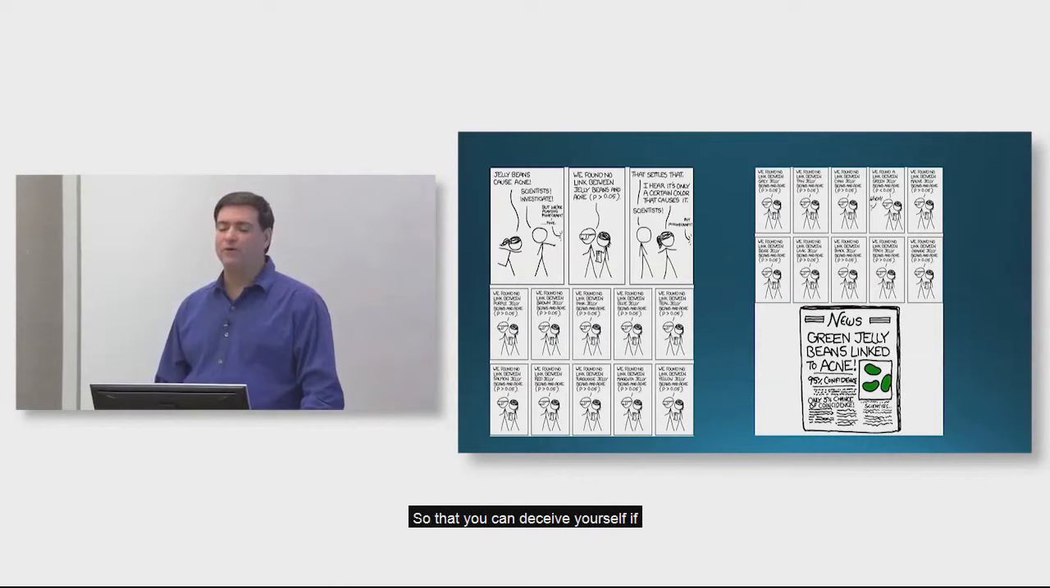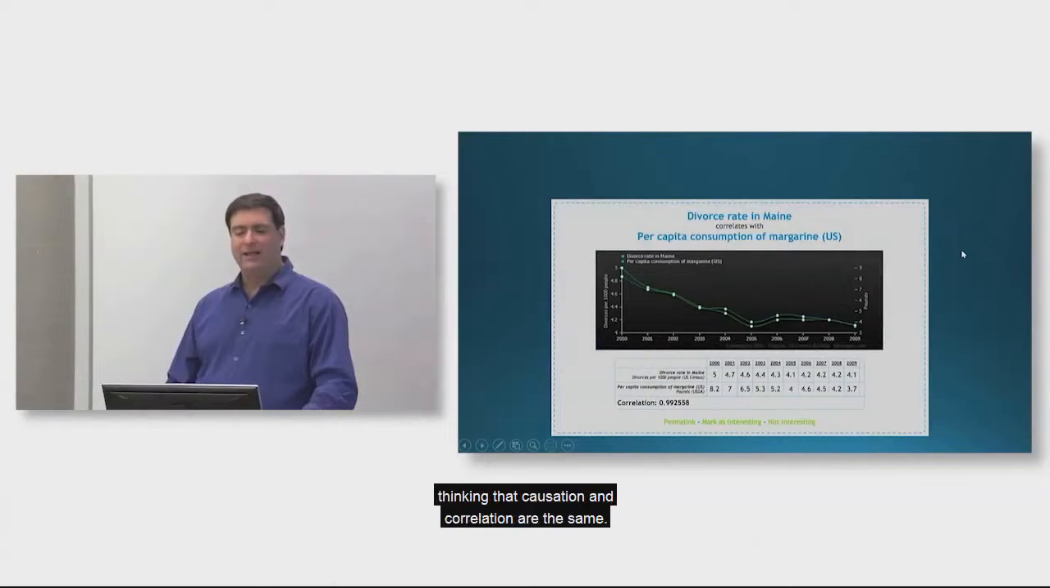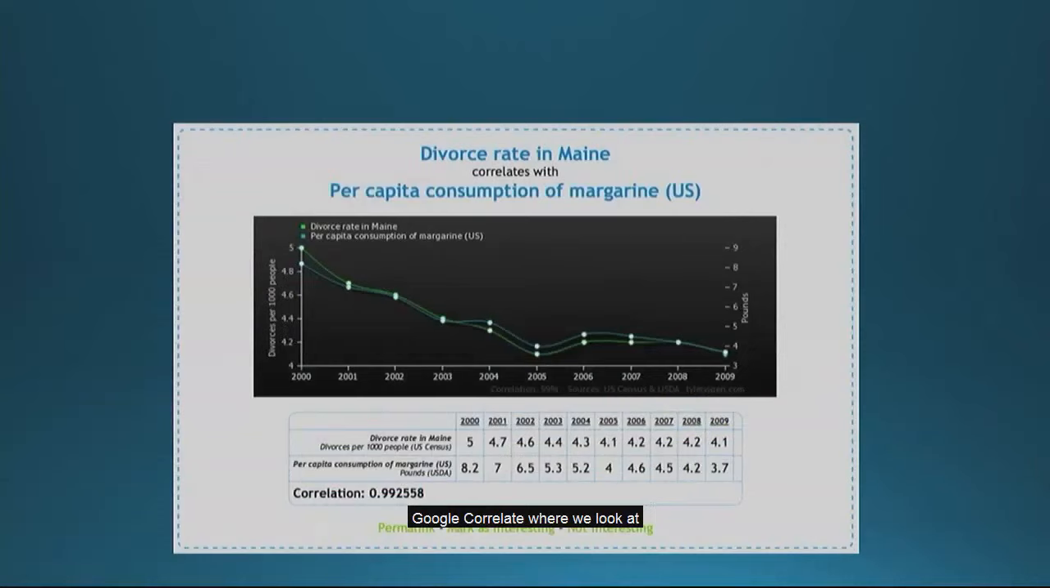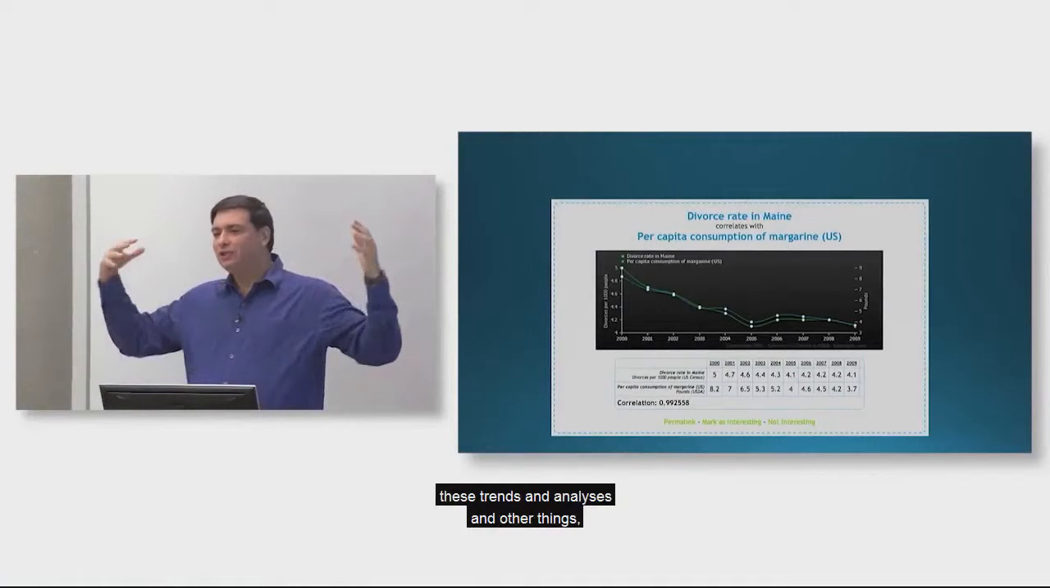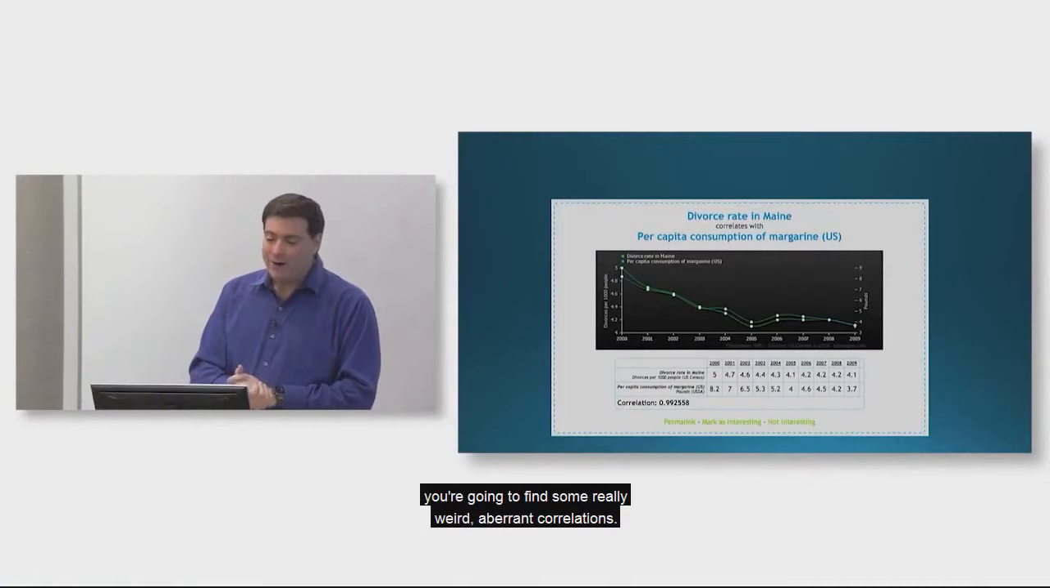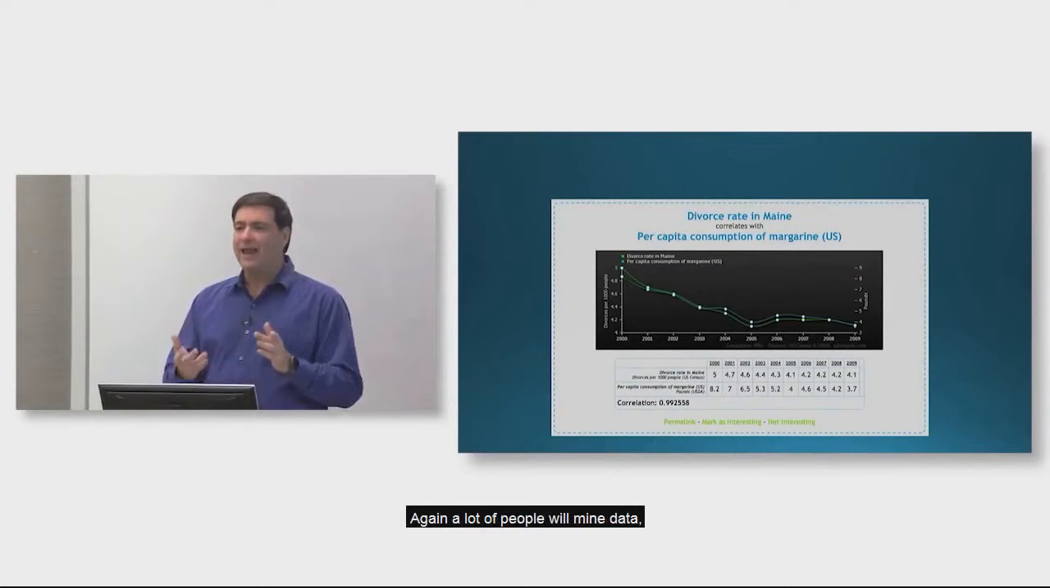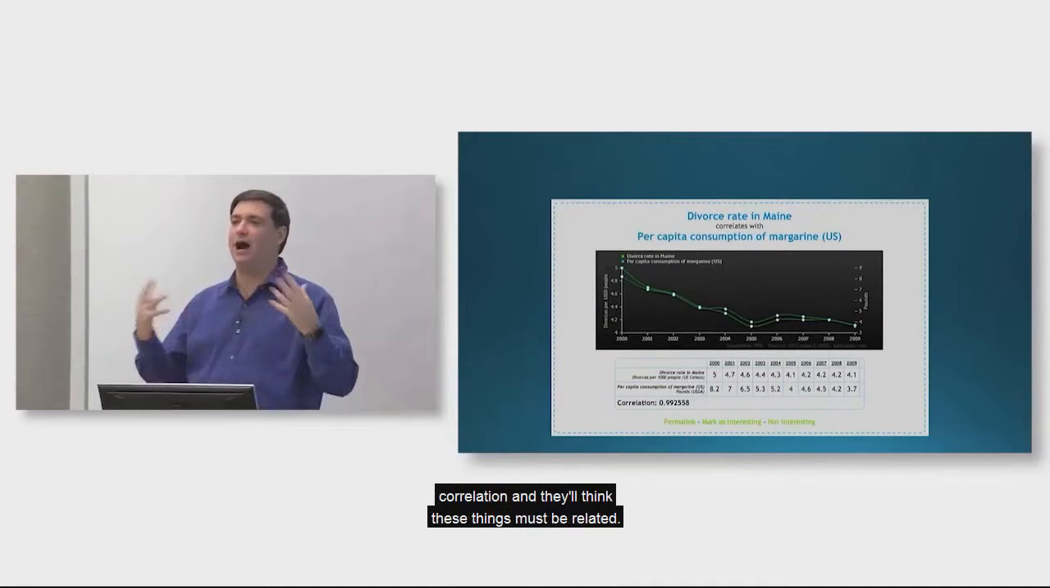Another way of doing self-deception is thinking that causation and correlation are the same. This is a great example from Google Correlate, where we look at the per capita consumption of margarine and find out that it correlates 99.2% with the divorce rate in Maine. Well, if you do enough of these trends and analyses, you're going to find some really weird aberrant correlations. It doesn't say that these things aren't correlated, but it does not say that they're causally related. And again, a lot of people will mine data, see a pattern or a correlation, and think, ah, these things must be related.